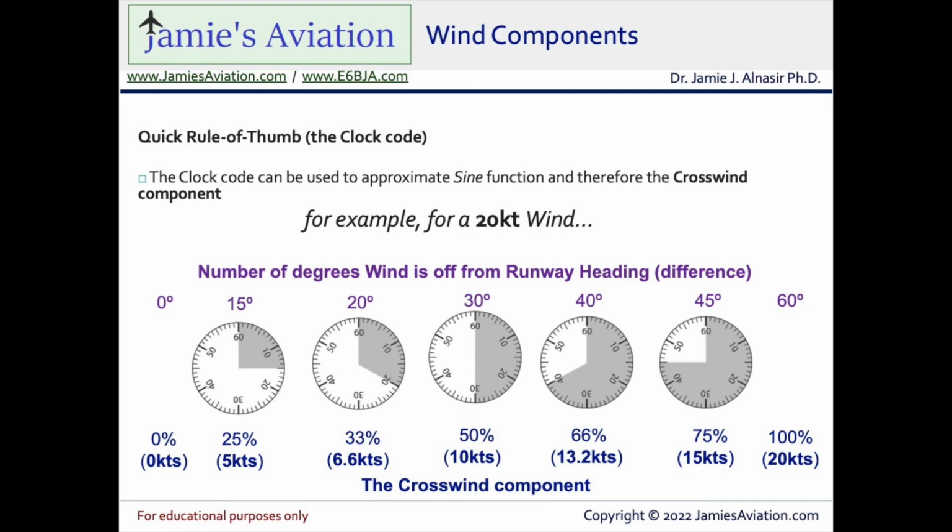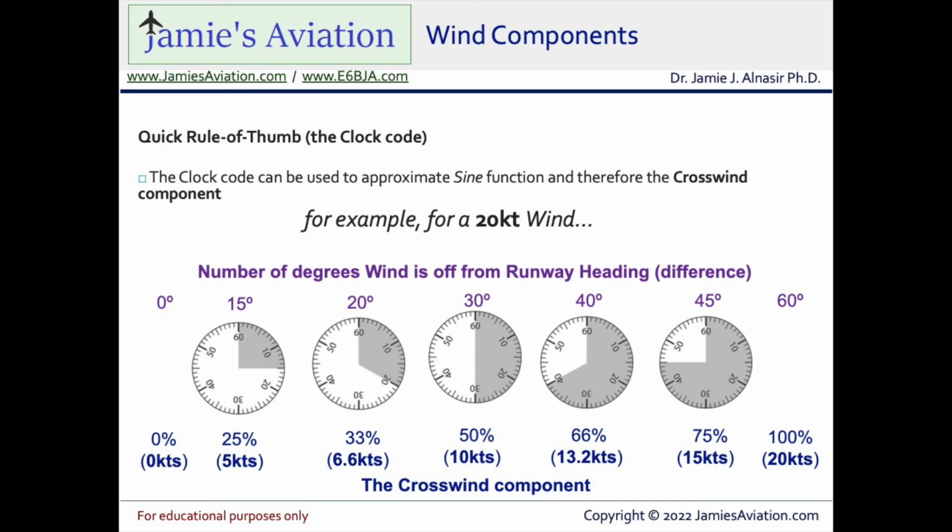So, for example, for a 20-knot wind, if the difference between the wind heading and the runway heading is 15 degrees, then the crosswind component is 1/4 or 25% of the wind speed, 5 knots. If the difference is 20 degrees, then the crosswind component is 1/3 or 33% of the wind speed, 6.6 knots, 7 knots rounded up.